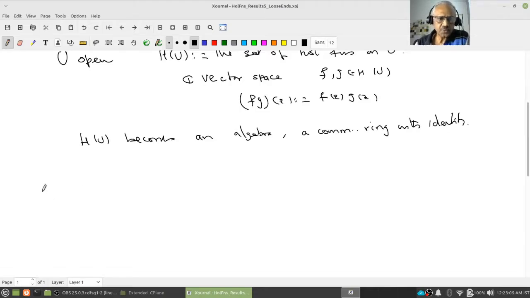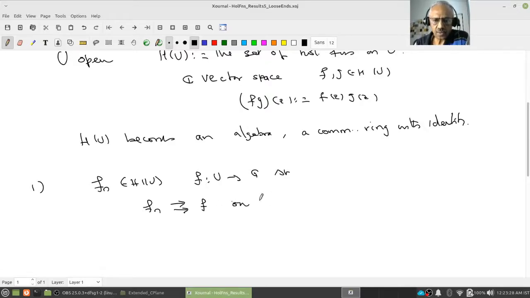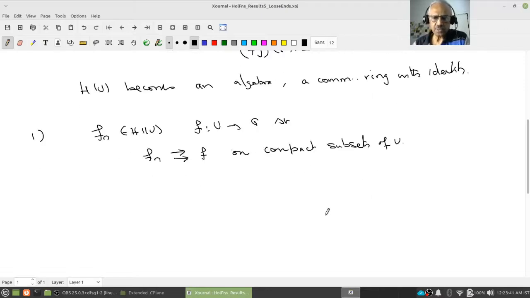So let us keep the notation. So let us prove the first result. Suppose I have holomorphic functions Fn, and there is a function F from U to C, so that Fn converges to F uniformly on compact subsets of U. It may not converge uniformly on the entire domain U, but only on compact subsets of U.